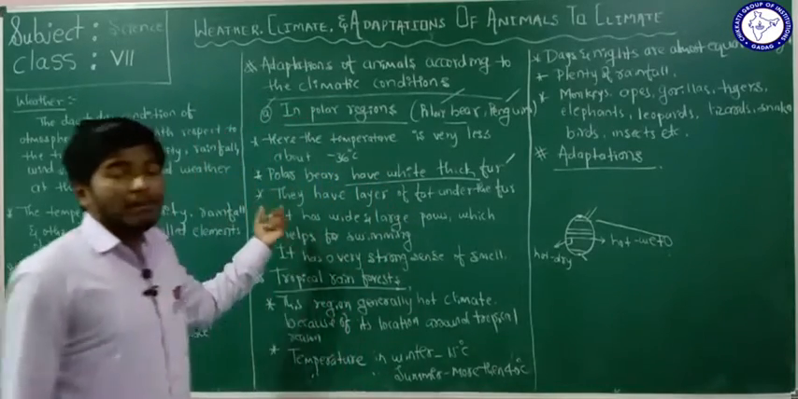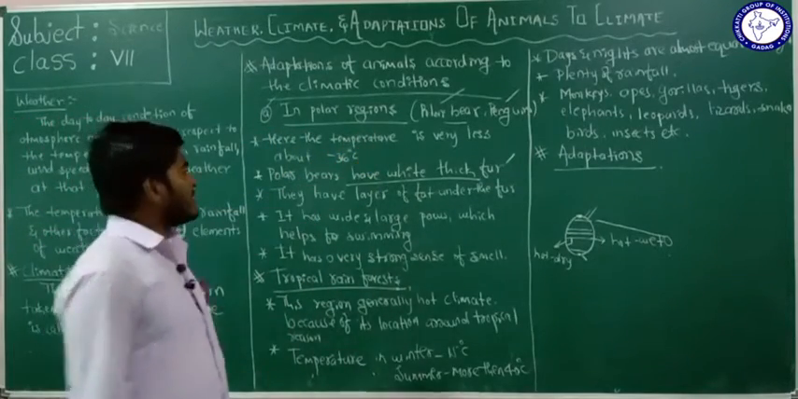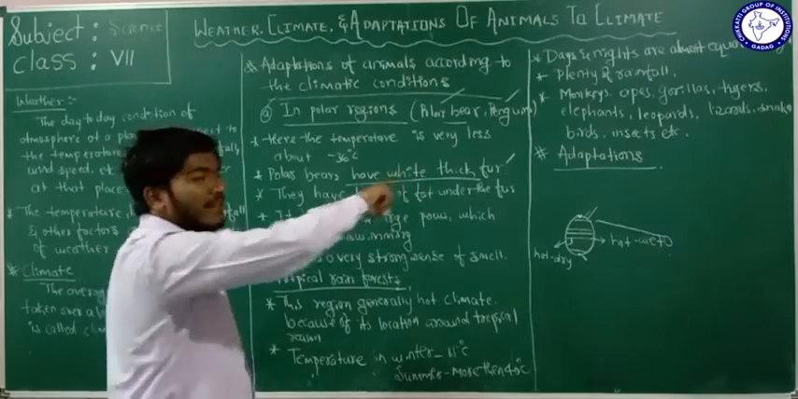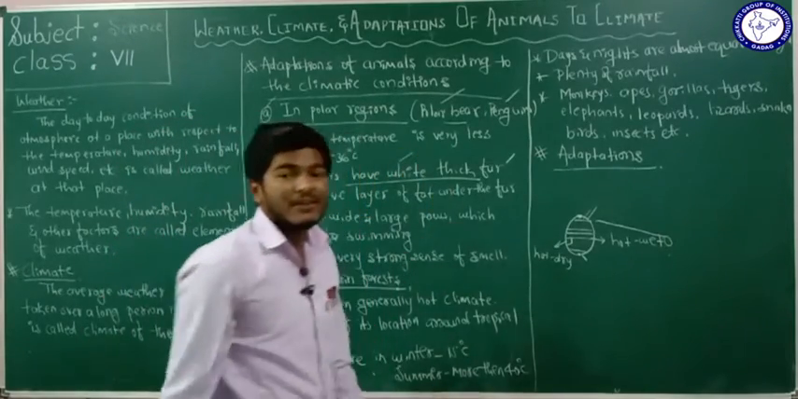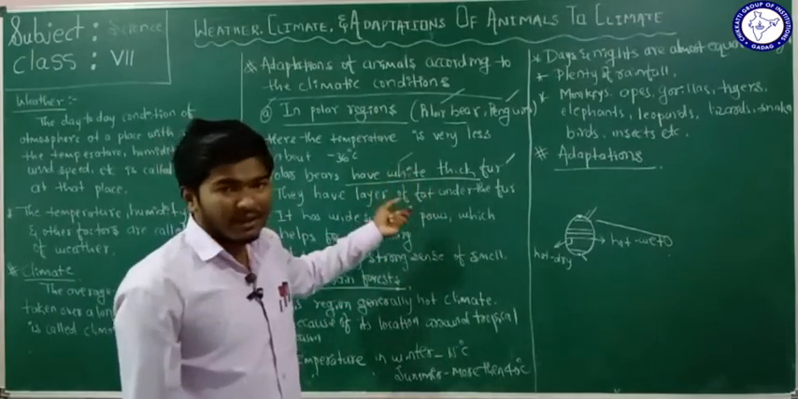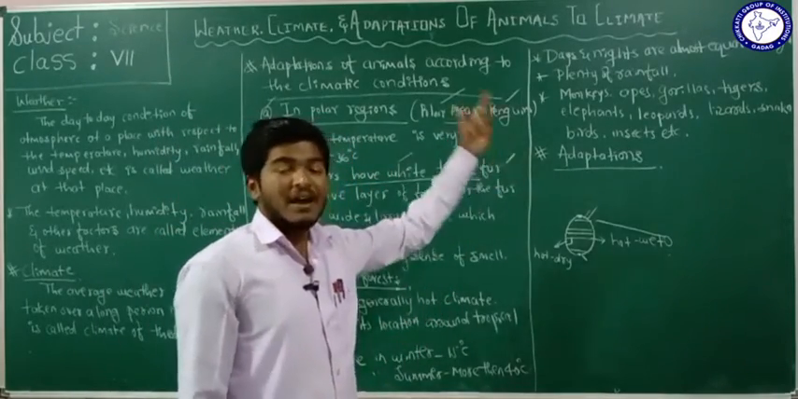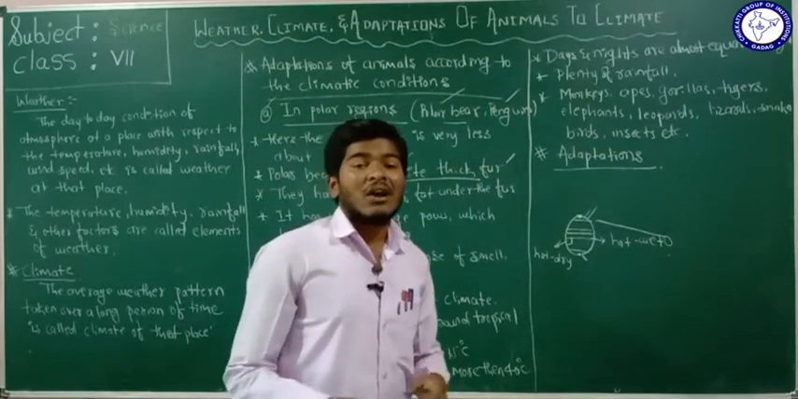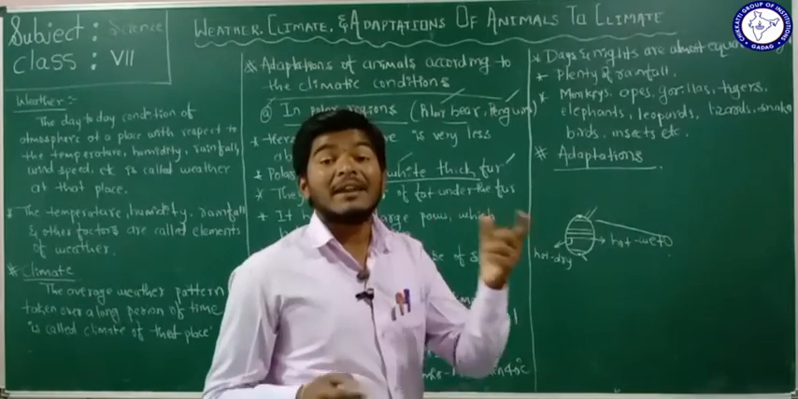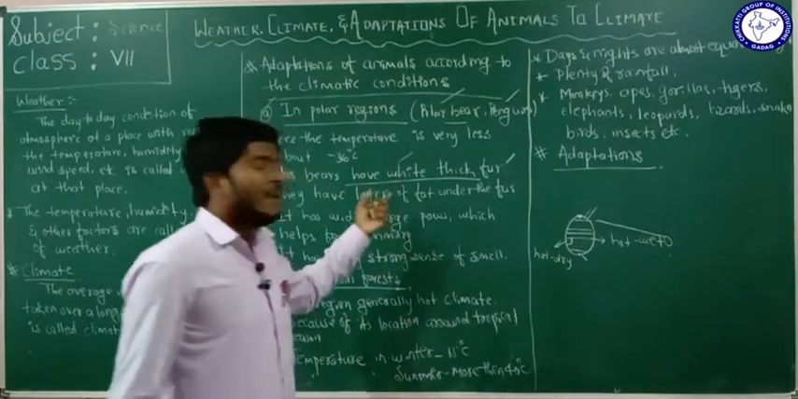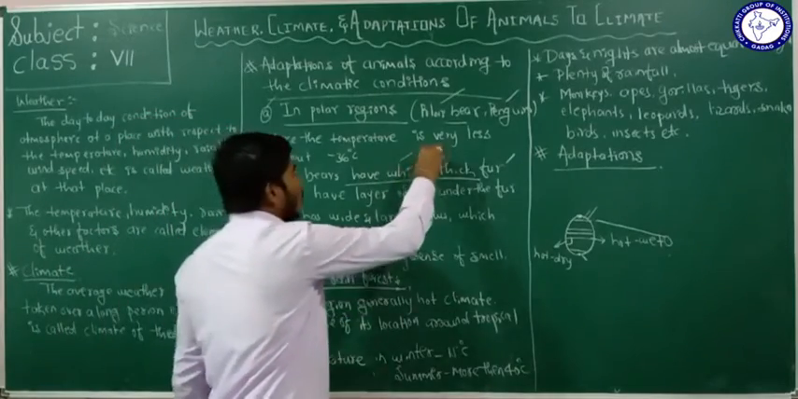Therefore, one of the adaptations adopted by the polar bear is its white thick fur. And what is the help of this white thick fur? It is white in color. So when it is present in the ice caps or in the snow, it is not easily identified by other animals, other predators. So it can save itself by the use of the white thick fur.